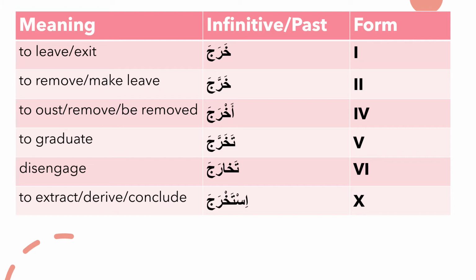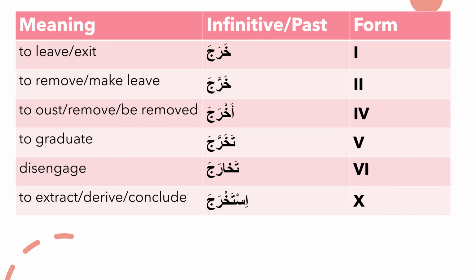However, when I double that middle letter, as we can see in form 2, where I've got a shadda on the r, I have kharraja. I have to pronounce that r twice. And form 2 verbs often have this in common, where it's like you're making someone leave, you're making someone do something. Or it can intensify the meaning as well. So here, kharraja means like making someone leave. You're removing something or someone. So it just changes that meaning, makes it a bit more intense or causative.